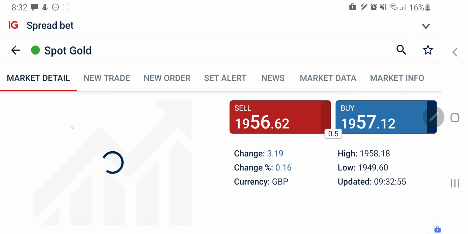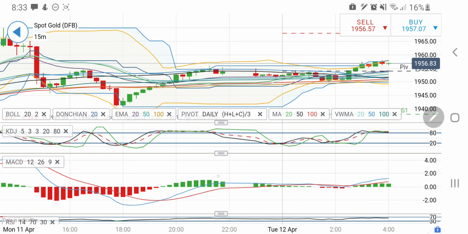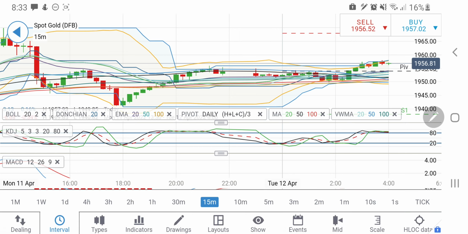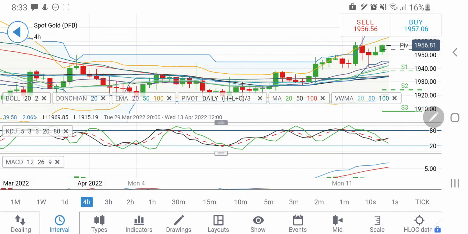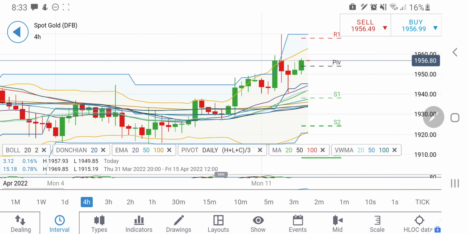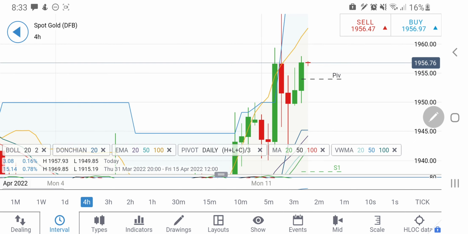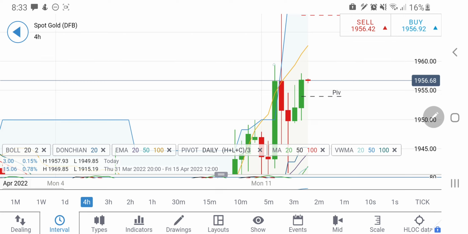See, gold right now trading at 1957 levels, and if you recall my weekly analysis, I had very clearly told that above 1940 levels gold may fly. Yesterday in fact achieved 1970 levels. Now these are the 4-hour charts for gold. On the 4-hour charts, see, couple of observations to make here.